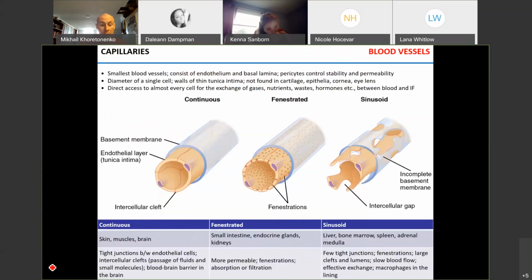So this is the closed list. And do not worry about adrenal medulla, for instance. So if you know that skin, muscles, brain are continuous, small intestine, kidneys are fenestrated, liver, bone marrow, spleen are sinusoid, you're good. Okay.